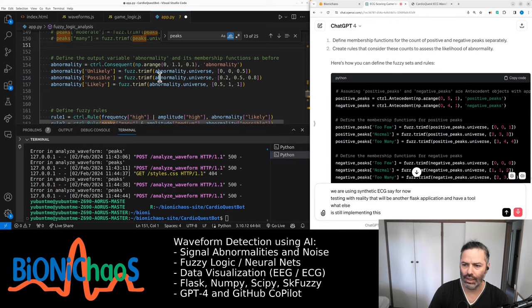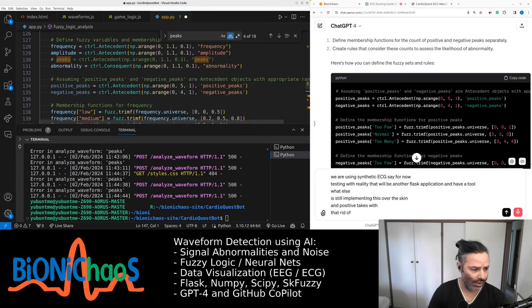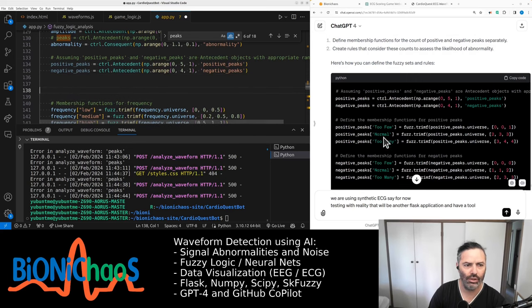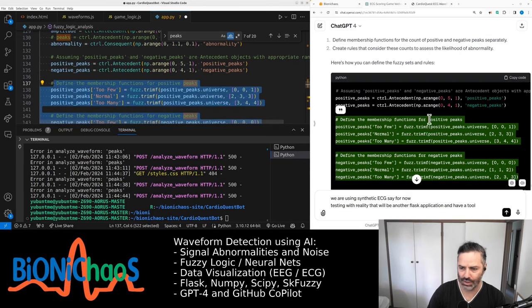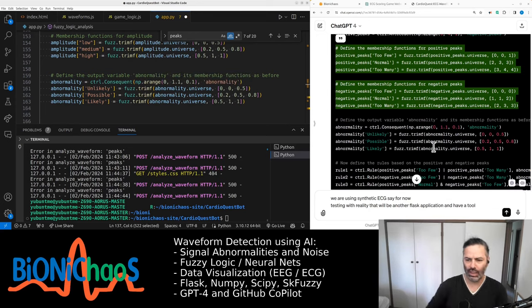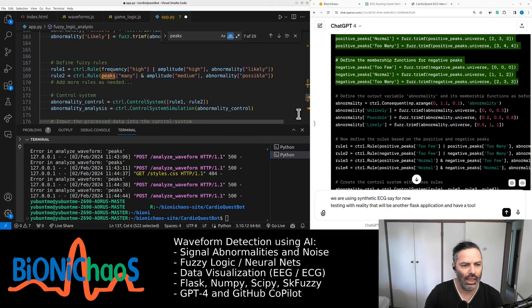Let's go over it again. We have positive peaks, negative peaks. We got rid of the overall number of peaks. Now we actually need to use those negative and positive peaks. Too few, too many. Normal. Sounds good. I'll check the actual numbers in a sec. Then we have the abnormality, a likelihood. So unlikely, possible, likely. Those numbers remain the same. Yeah, they might need adjustment later.